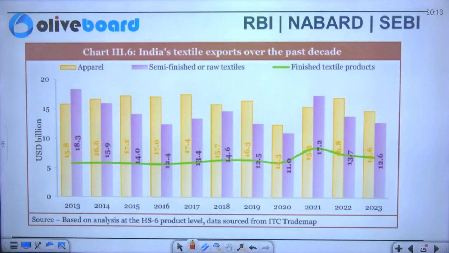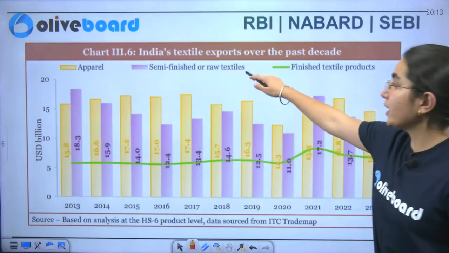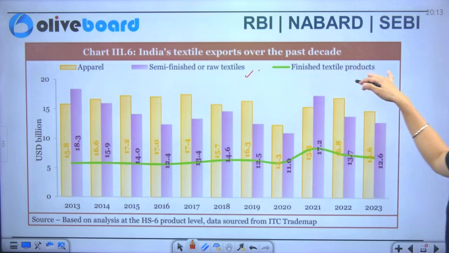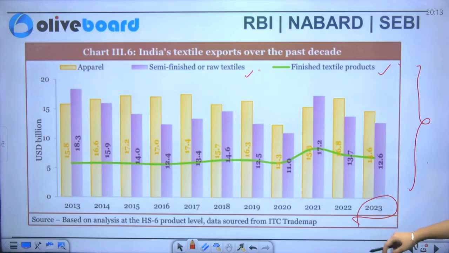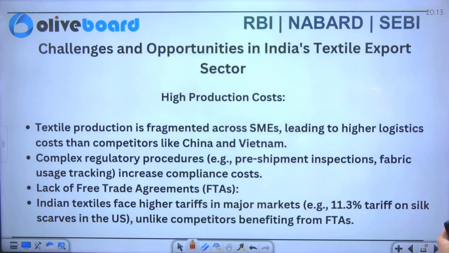Now we'll see about India's textile exports. The one in yellow is your apparel. The one in purple is your semi-finished, and the one in green shows your finished textile here. Specifically, if I talk about 2023, you can see that apparel is lying at 14.6%, raw material is lying at 12.6%, and finished goods are lying a little above 6 percent.